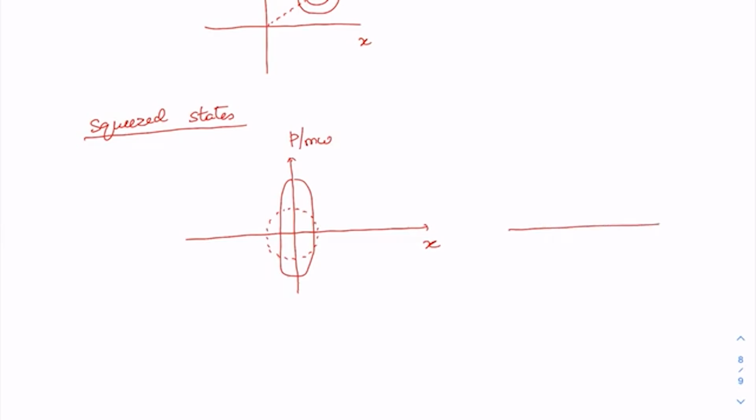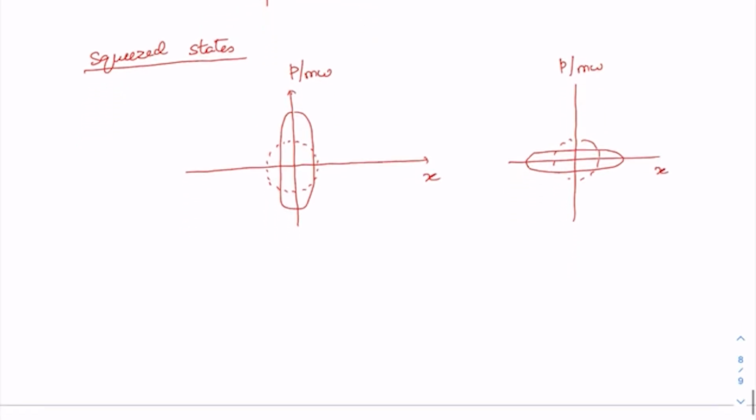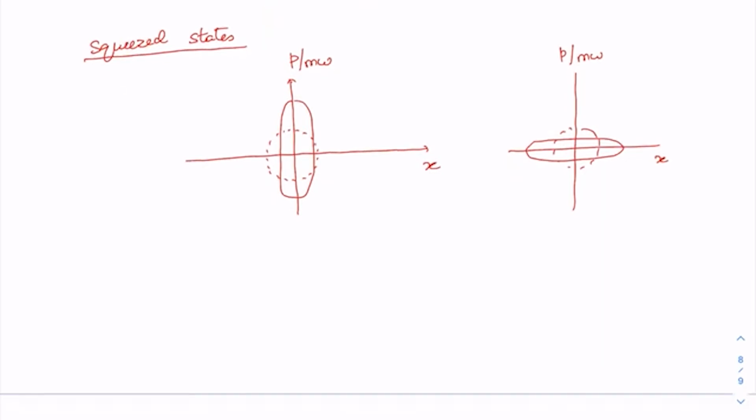Or you can also have a situation where the momentum quadrature is getting squeezed and the x quadrature is getting amplified. So these are what you will get. You can actually do the detailed calculations. Calculations are a little bit involved, but when you draw this kind of a phase plot, this is very explanatory. Also you can have a squeezed coherent state.